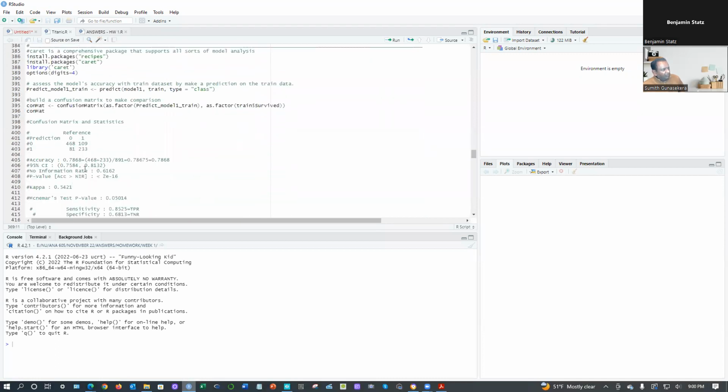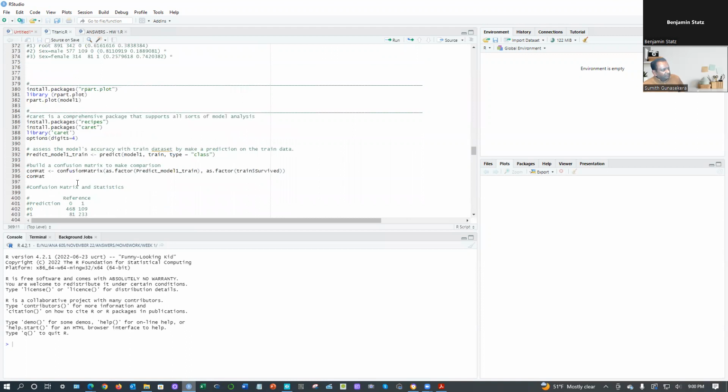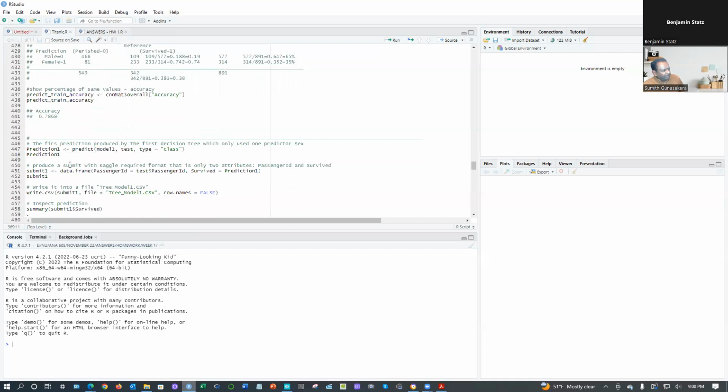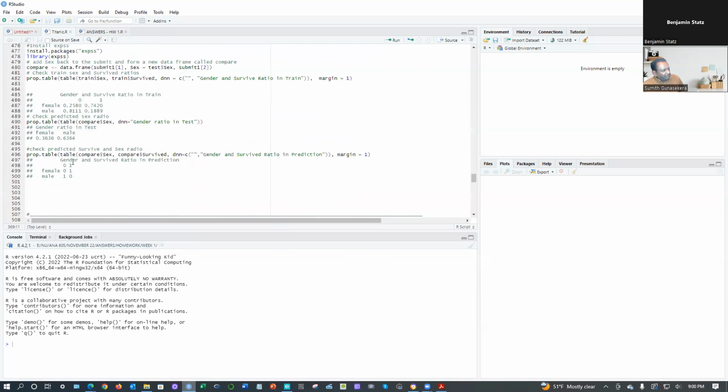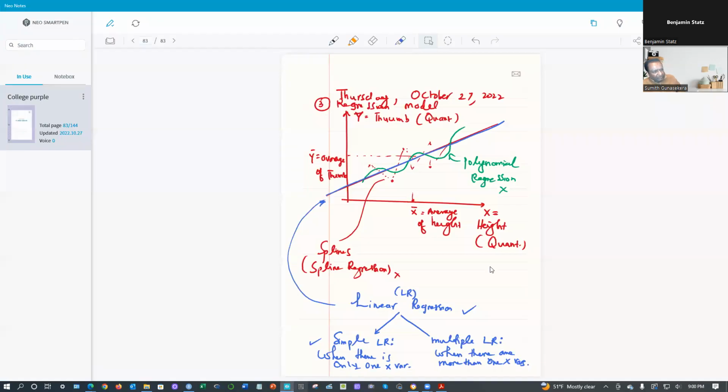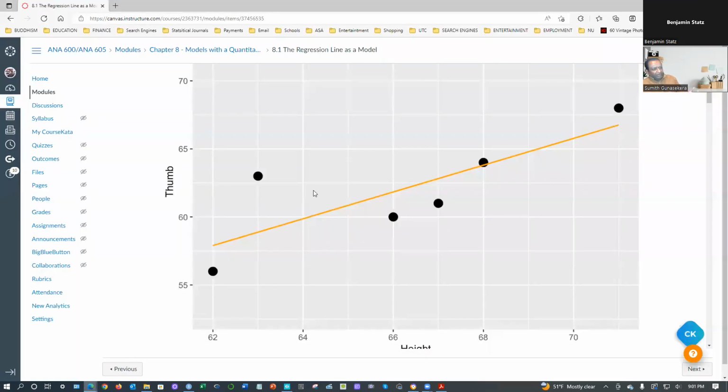Later on I added more variables. Some do the confusion matrix and all kinds of stuff. But see, the decision tree with the co-predictors, I added more: Pclass, cabin number, which I created by looking at the number, deck, fare, and so on, train data. Okay. But anyhow, this is the beginning of that whole discussion.